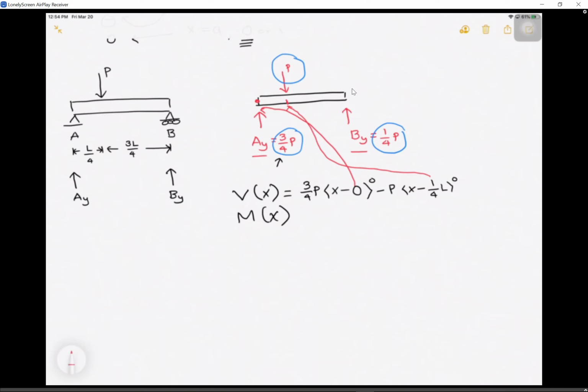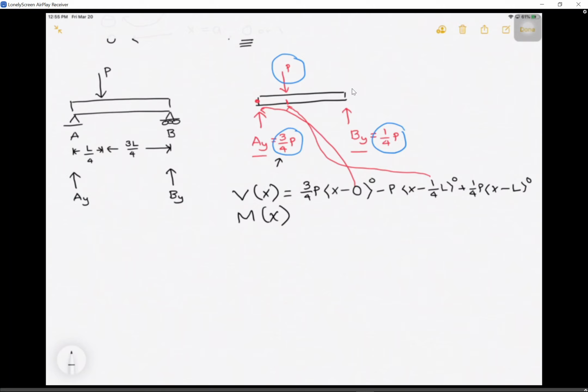And then how about the third force that we have? So that's going up, which means it's positive. So it's positive 1 over 4p singularity function x minus, now that's located at L, raised to 0. So that would be your shear in terms of x.